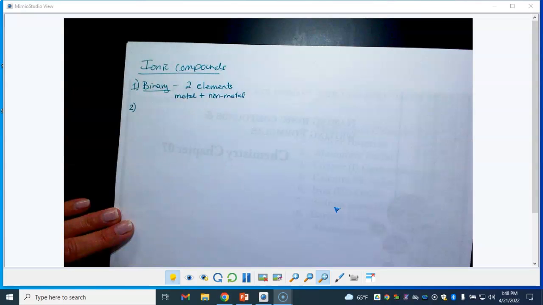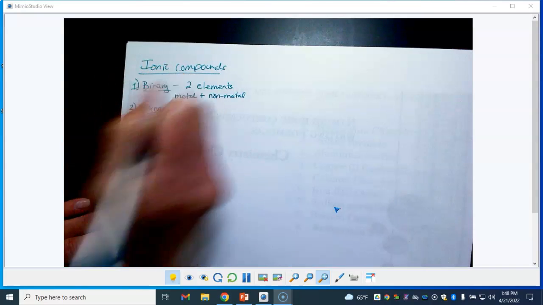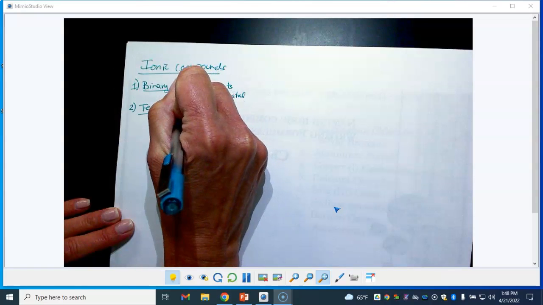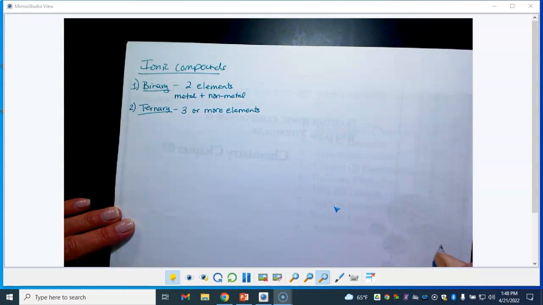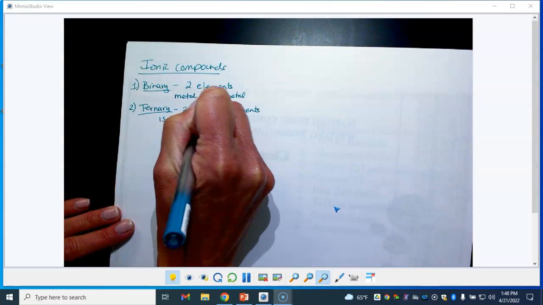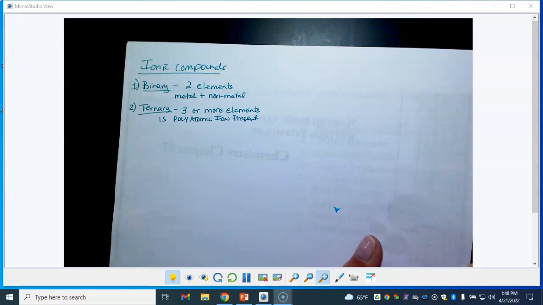The second type of ionic compound we're going to be dealing with is called a ternary, T-E-R-N-A-R-Y, ternary ionic compound. This type of compound will have three or more elements. You're going to have a combination for this one. But I guarantee you, if it is a ternary ionic compound, there is a polyatomic ion present somewhere, whether it's in the front or in the back. If it's a ternary ionic compound, you're going to have three or more elements present. And in binary, you're only going to have two elements, a metal in the front, a non-metal in the back.